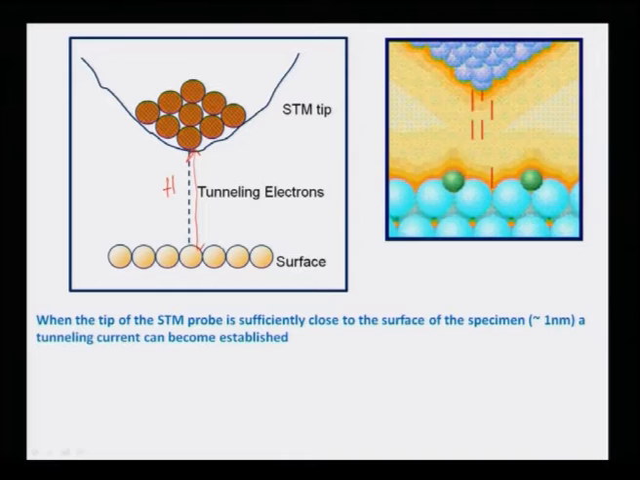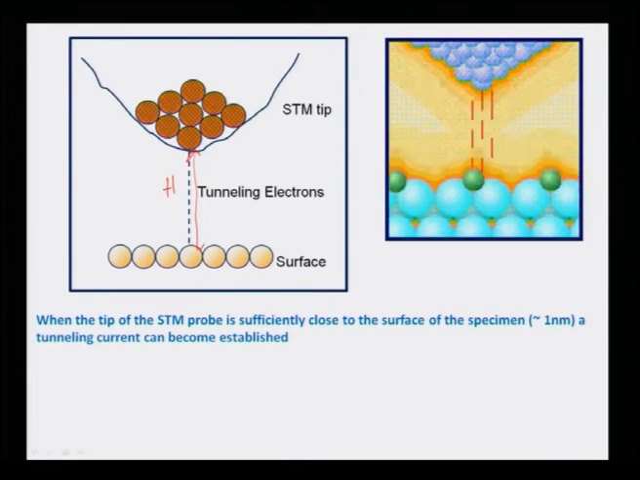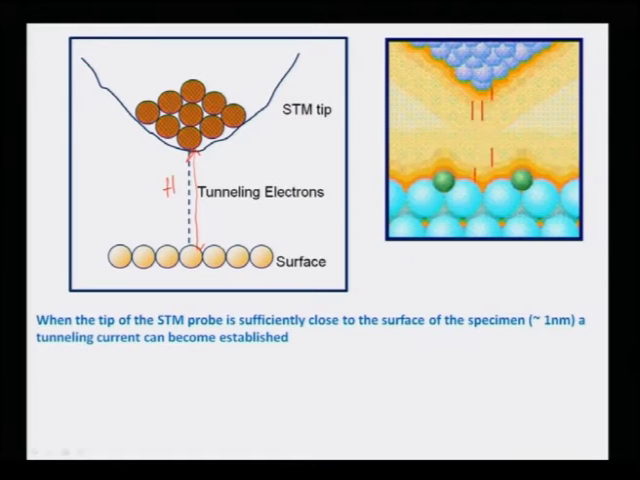Now, if we arrange to scan this tip over the sample surface, depending on this height, the tunneling current will vary. So we can use this tunneling current variation to image the surface of the material. There are other ways of doing that also, which I will discuss subsequently.